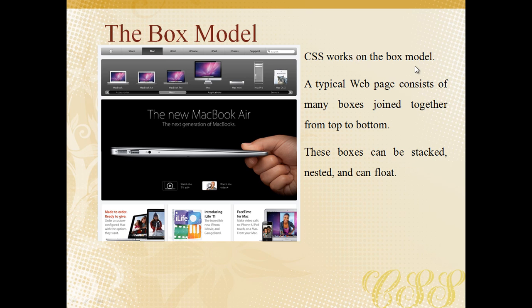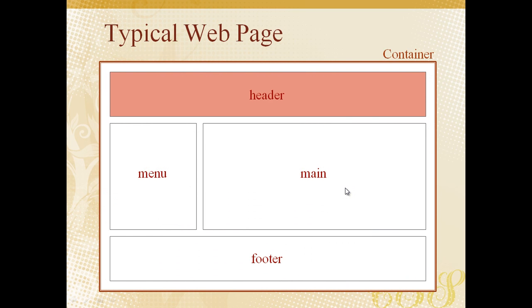CSS works on the box model. A typical web page consists of many boxes joined together from top to bottom. These boxes can be stacked, nested and can float. A typical web page will look like this. Here you have a header section, then a place for the menu, a place for main, and then a footer section. All these sections are contained in the container.